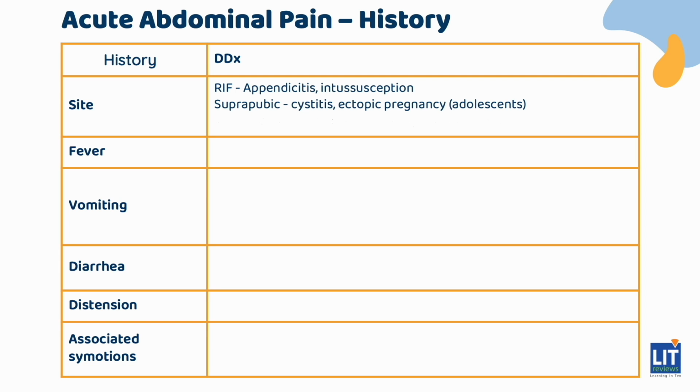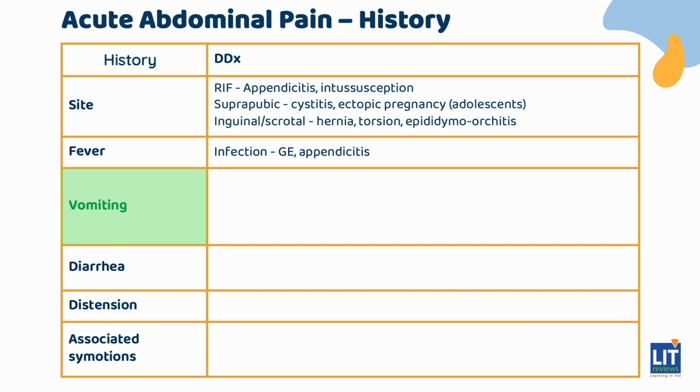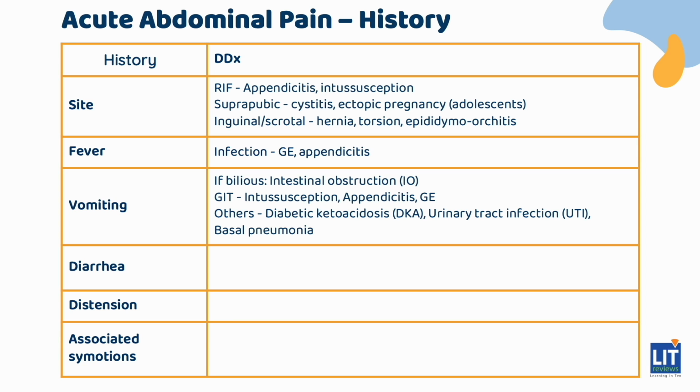Suprapubic pain localizes to the bladder and pelvis, while pain over the groin points towards an inguinal hernia or testicular torsion. Fever is present in infection and inflammation. Vomiting is an important associated symptom. Do not forget to ask about the nature of the vomitus, because bilious vomiting points towards an obstruction distal to the ampulla of Vater. Ask about diarrhea.